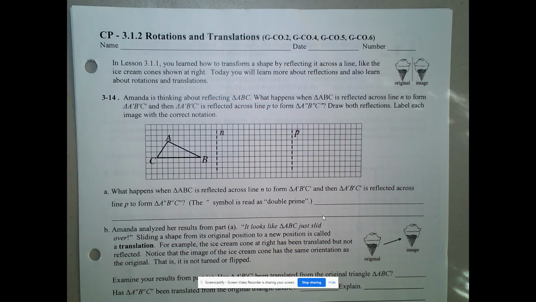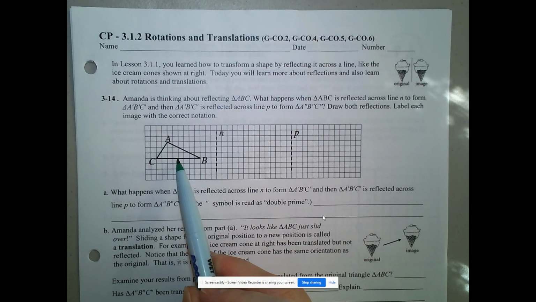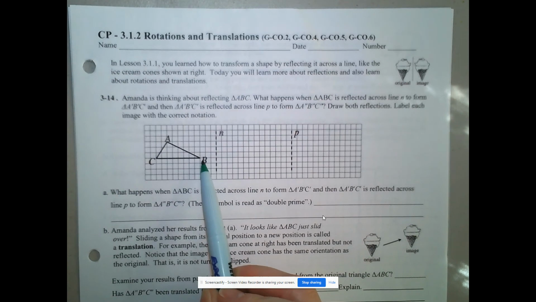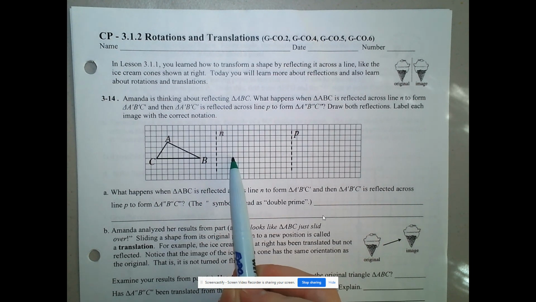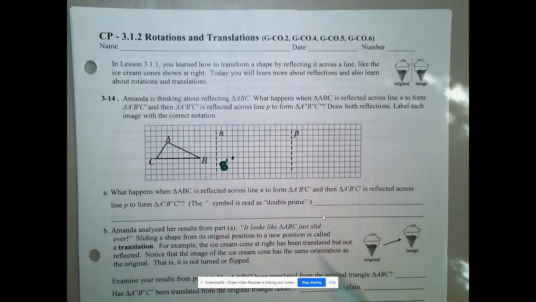Amanda is thinking about reflecting triangle ABC. What happens when triangle ABC is reflected across line N to form triangle A prime, B prime, C prime? And then you also reflect that one across line P to form triangle A double prime, B double prime, C double prime. So first, if I'm going to reflect this, remember from the previous lesson that B, which is currently 3 squares away from the line of reflection, is going to still be 3 squares away. It's also going to be directly across, making a 90-degree angle with the line of reflection. We're going to label it as B prime.